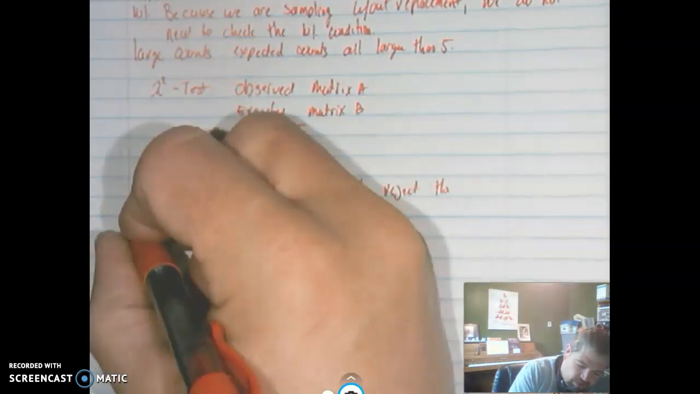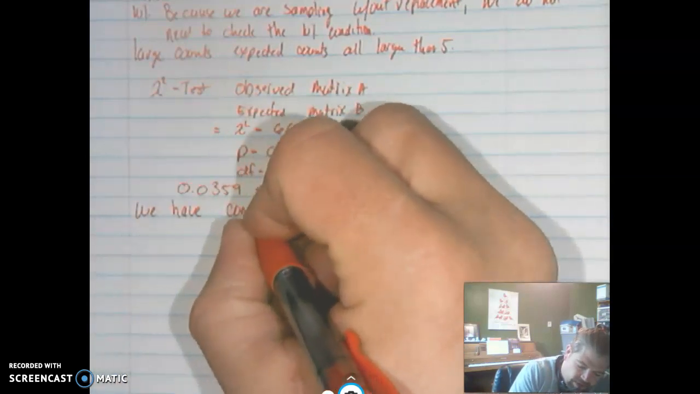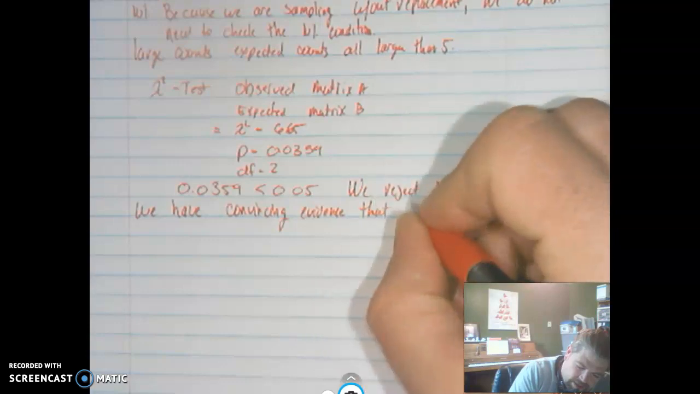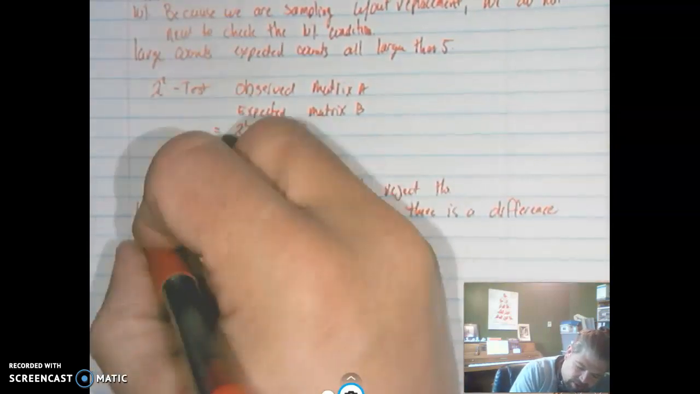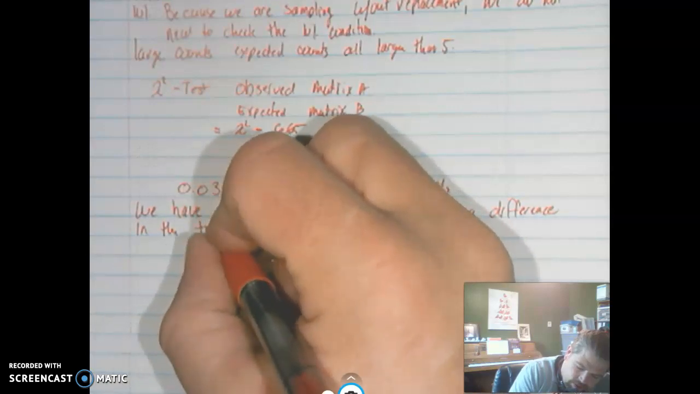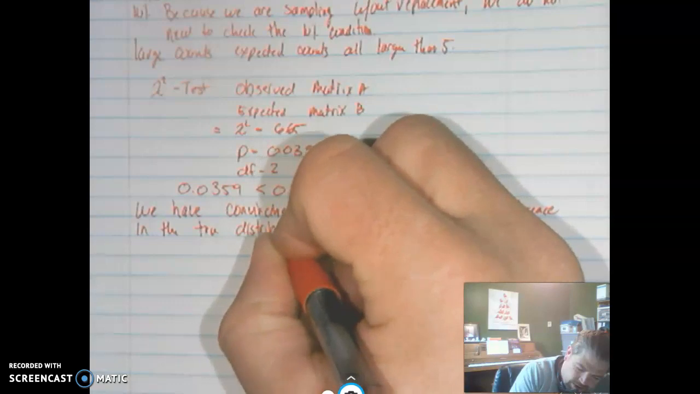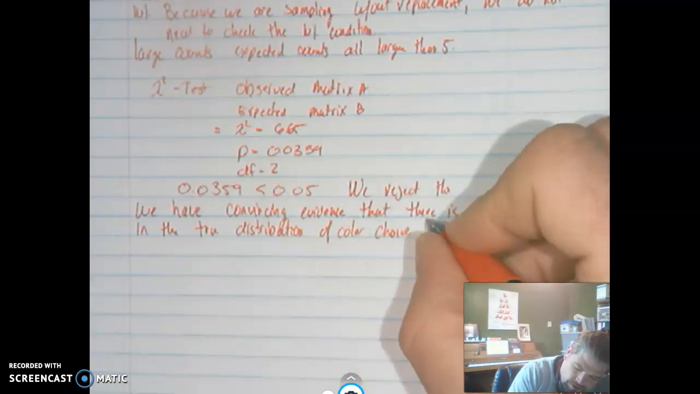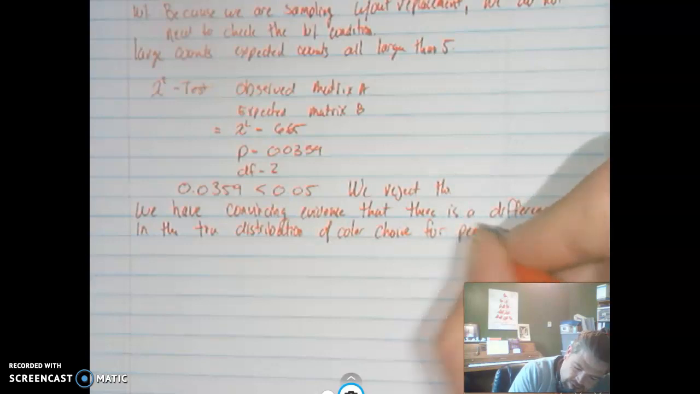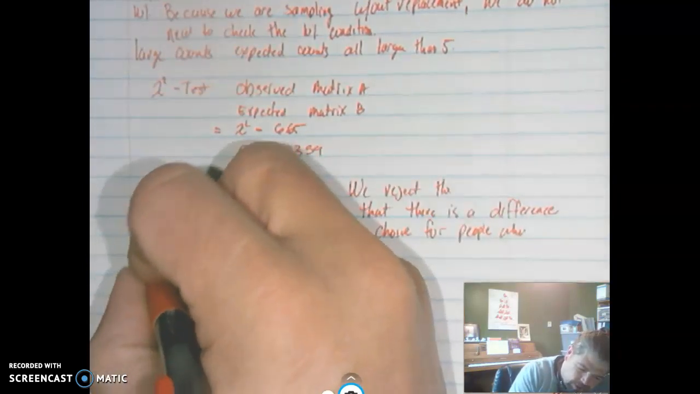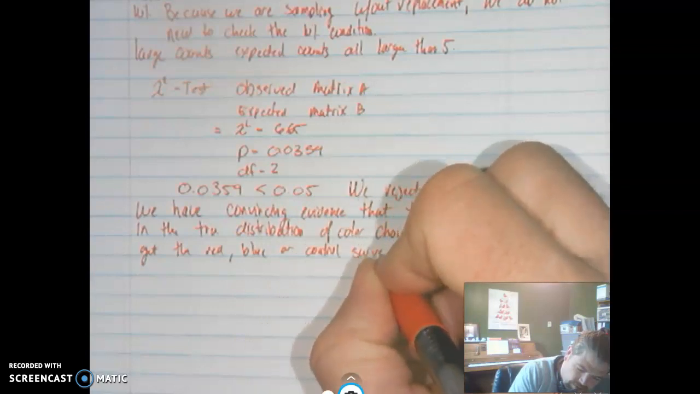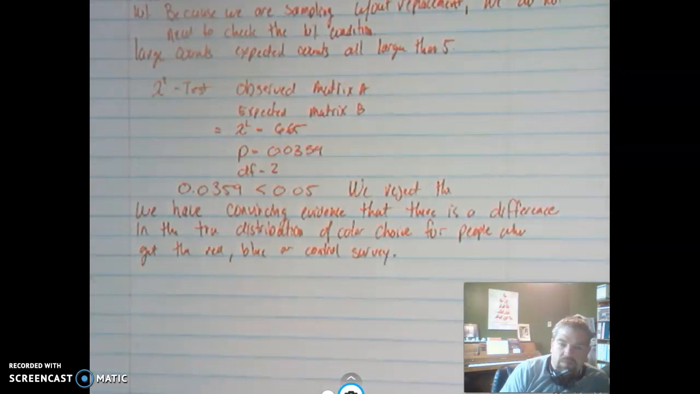Anyway, so right here we're going to reject H naught. So then we would come into here and say we have convincing evidence that there is a difference in the true distribution of color choice for people who get the red, blue, or control survey. Just like that.